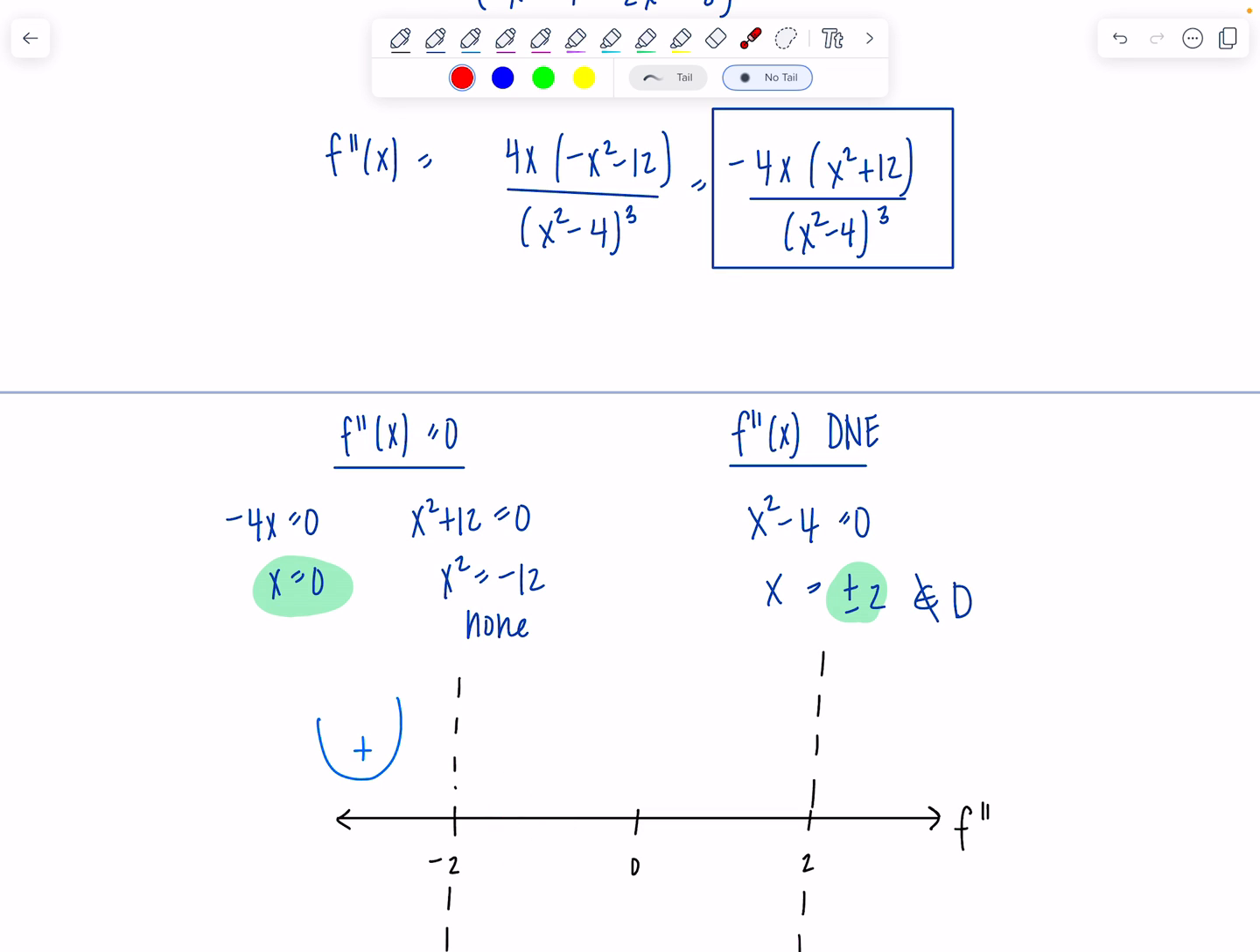Now, -1. -4 times -1, positive, positive. But 1 minus 4, that's negative. Okay, so the second derivative is negative here. How about +1? Negative, positive, negative. So negative over a negative is positive, concave up. And then if I pick something bigger than 2, like 3, negative, positive, positive, so it's negative, concave down.